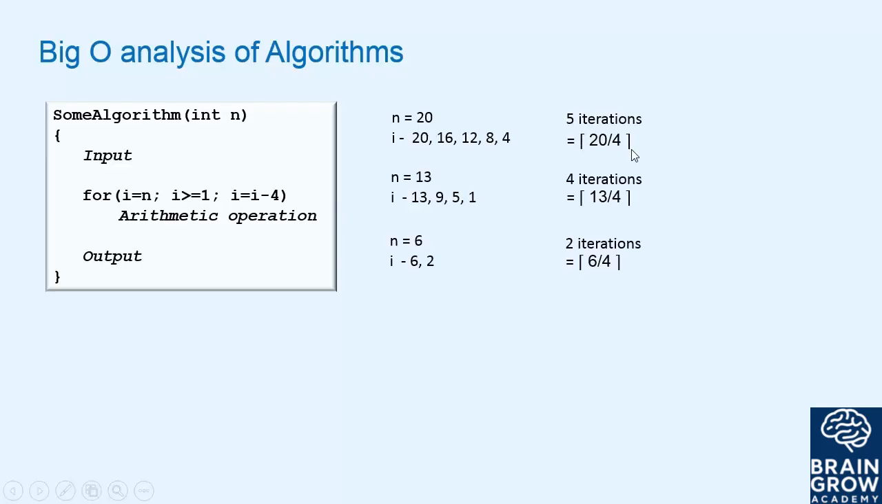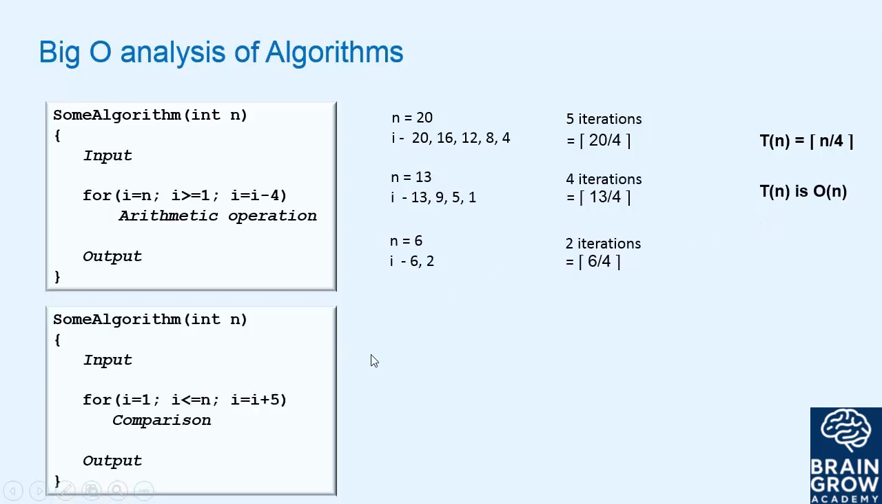This is the symbol of ceiling function. Ceiling function of a real number is the least integer greater than or equal to the given number. 20 by 4 is 5 and ceiling of 5 is 5. So we have 5 iterations here. 13 by 4 is 3.25, ceiling of which is 4. So we have 4 iterations. And 6 by 4 is 1.5 and ceiling of 1.5 is 2. So we have 2 iterations here. So this is the time complexity and it is of order n.